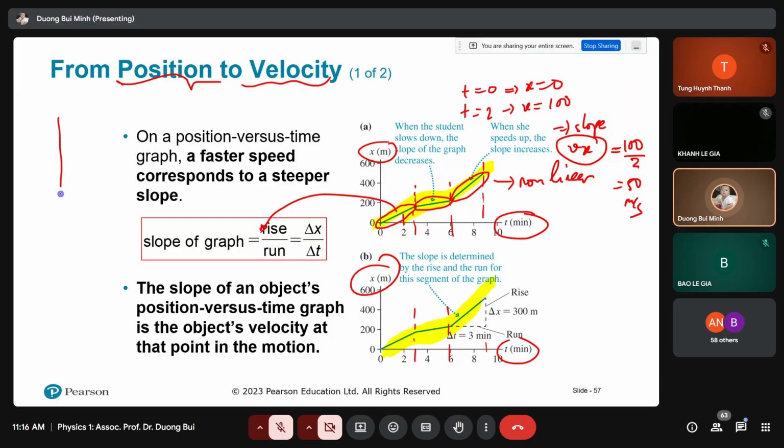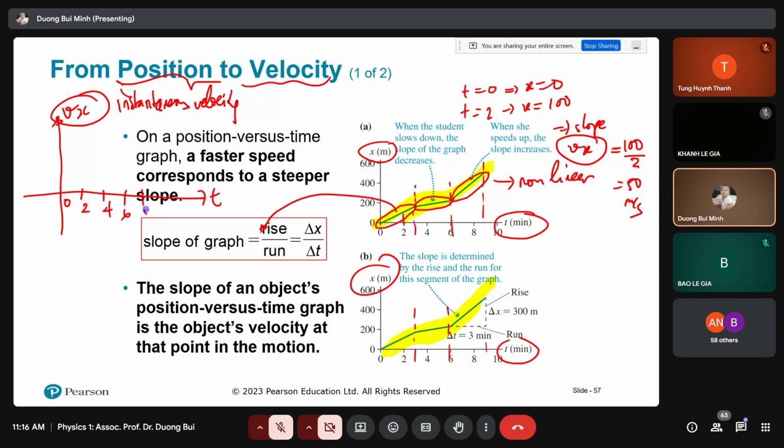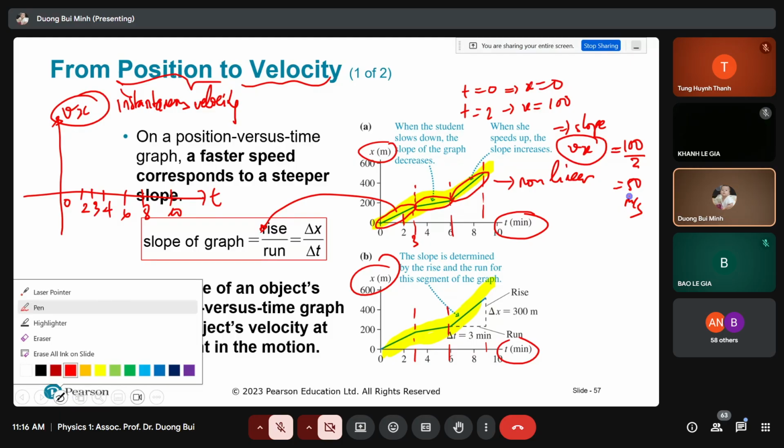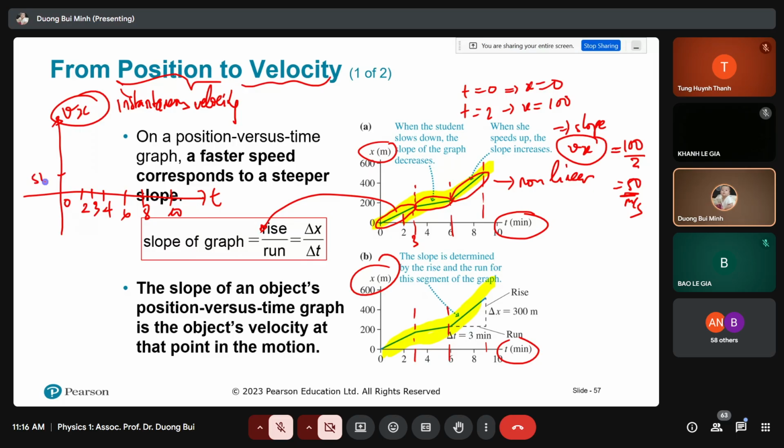So if here I draw Vx and this is time, remember, Vx means instantaneous velocity. So this is 0, 2, 4, 6, 8, 10. Here maybe 3, right? So from 0 to 3, you get Vx of 50. And then you get Vx like this, constant 50.